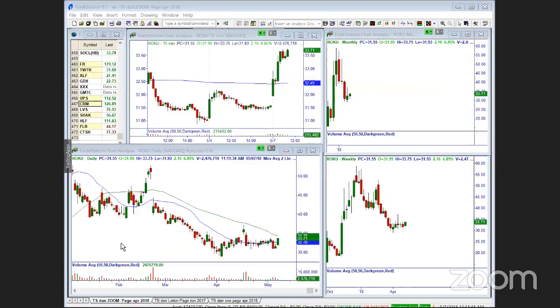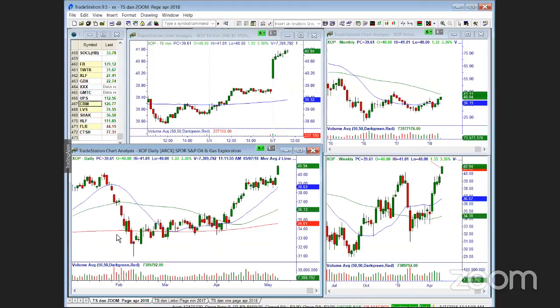And the XOP, we didn't get filled, unfortunately, because of the gap and go. That was a beautiful gap pattern.